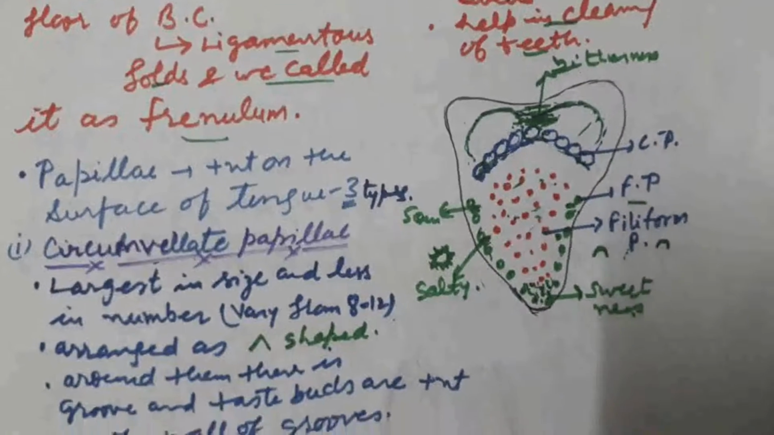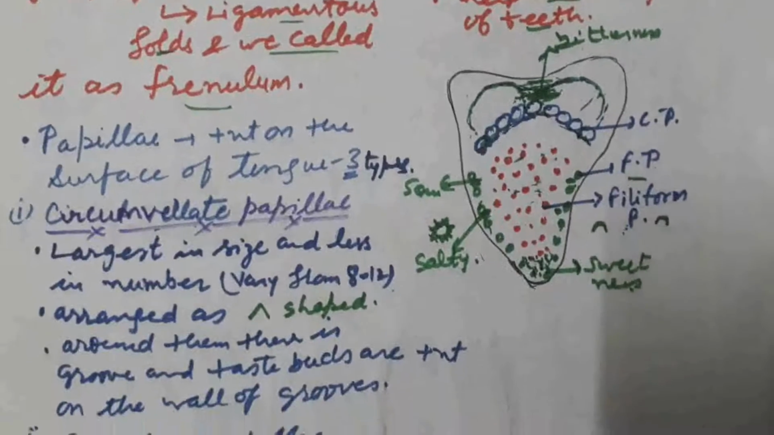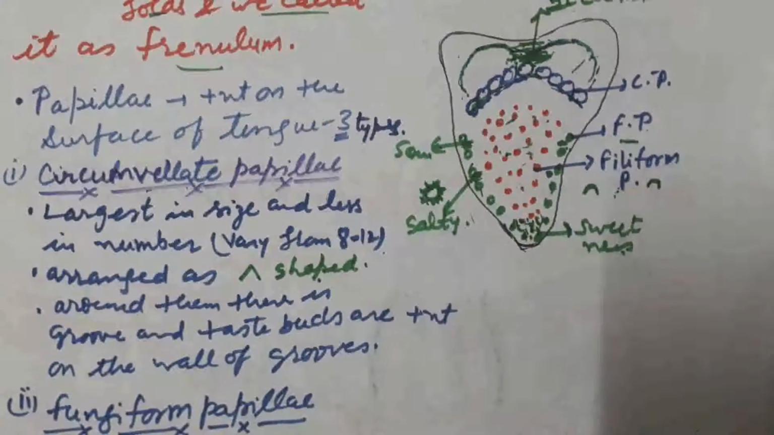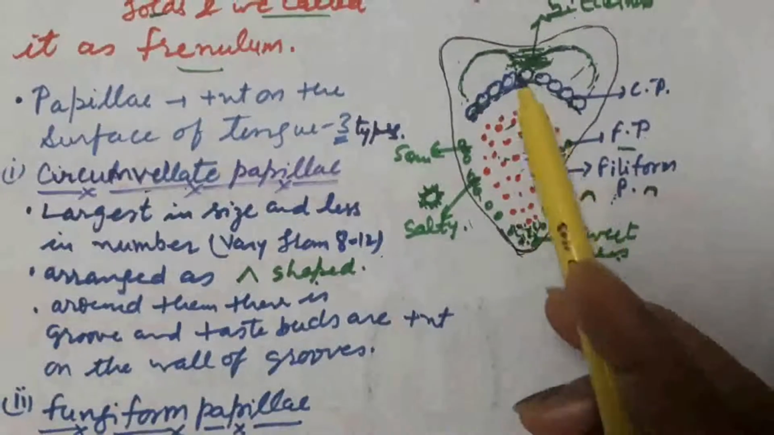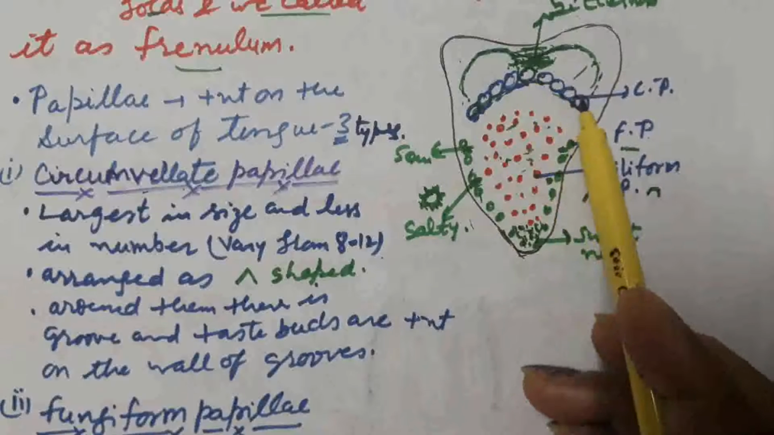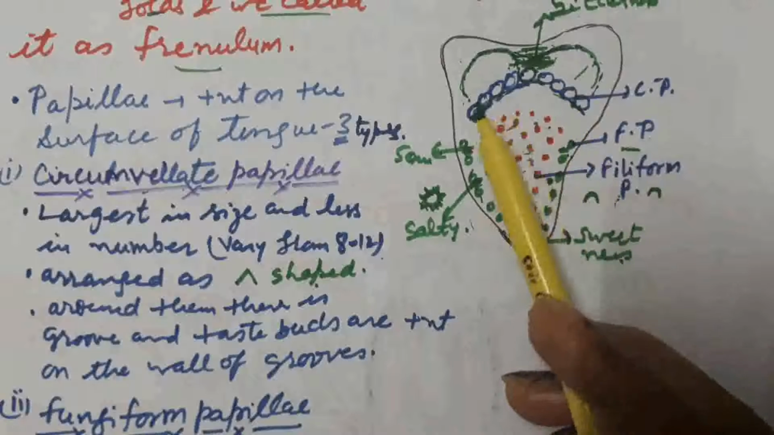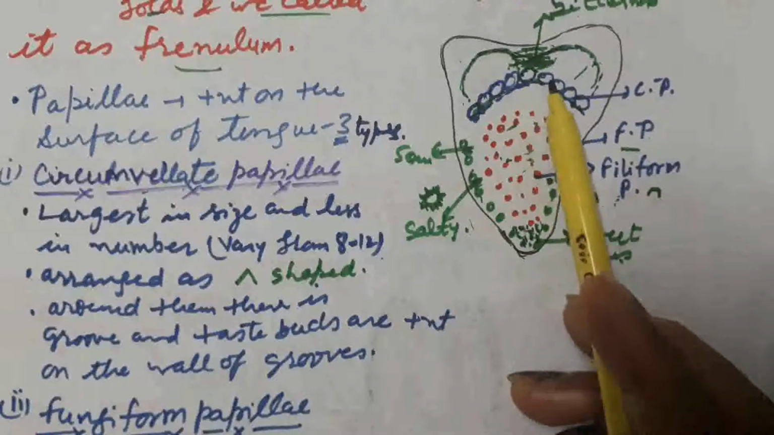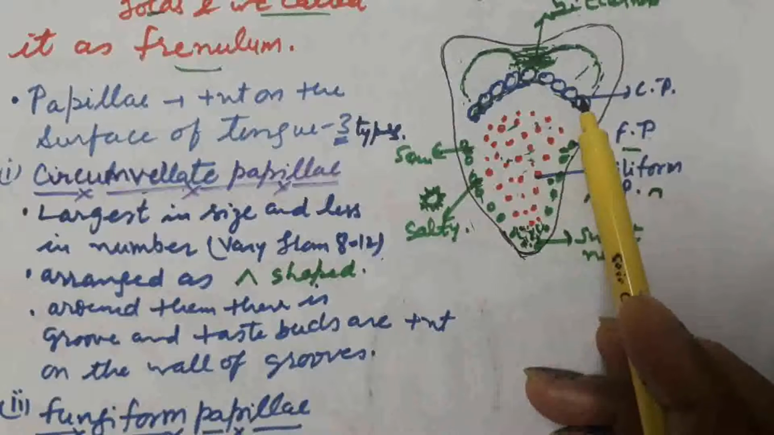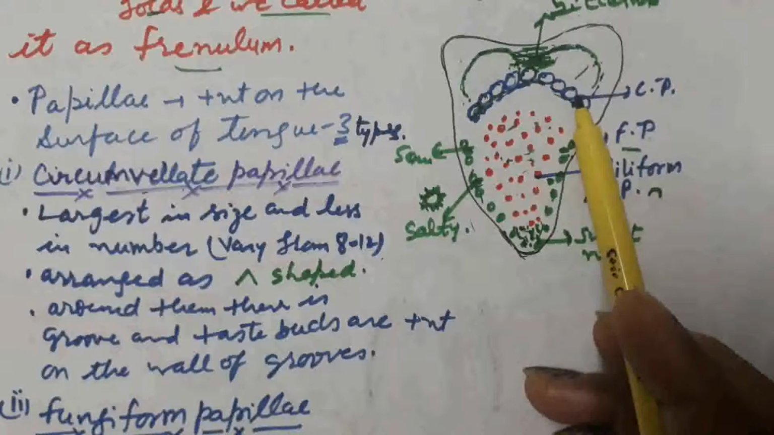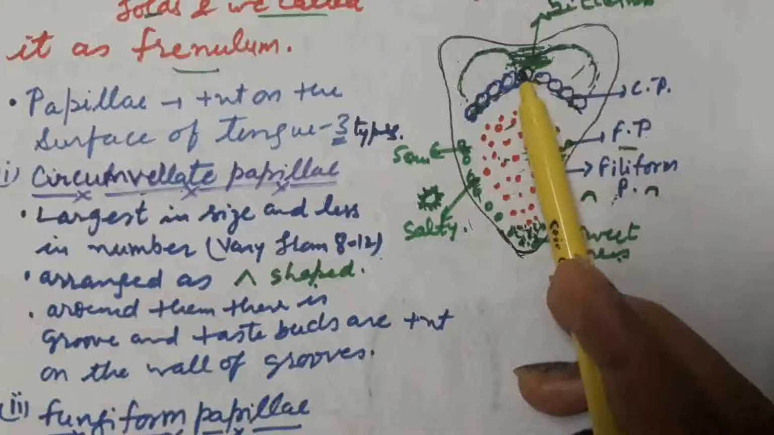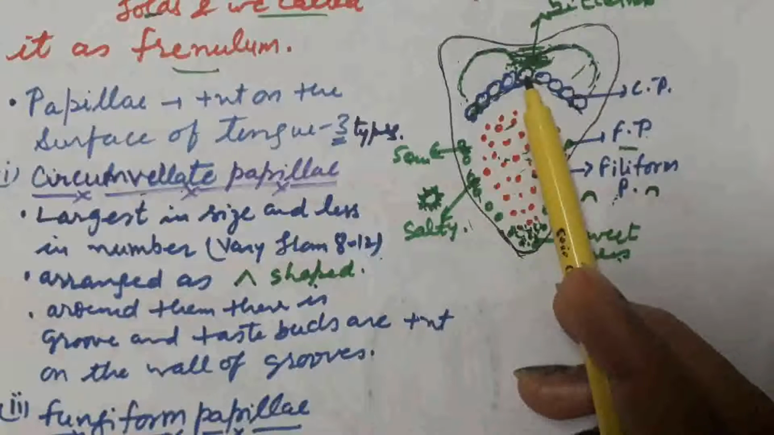On the surface of the tongue, three types of papillae are there. Circumvallate papillae, which are present in a V-shaped manner. Their number is less and they are largest in size. They are circular in outline. The number is maybe 8 to 12. They vary in number. And around the circular line of the circumvallate papillae, there are taste buds present.